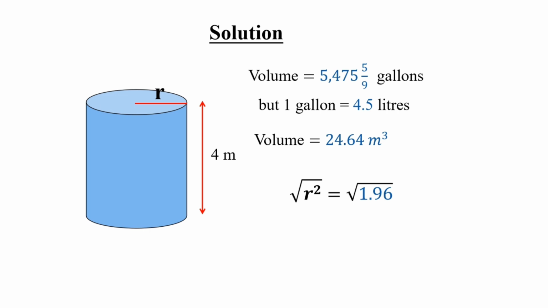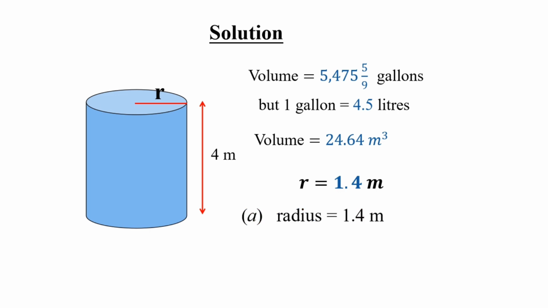But because we are dealing with radius, we don't have negative radius, so we consider only the positive side, and that is giving us 1.4 meters. That is the radius. Very interesting, right? Yes, and that answers the A. Okay, so our radius is 1.4 meters.